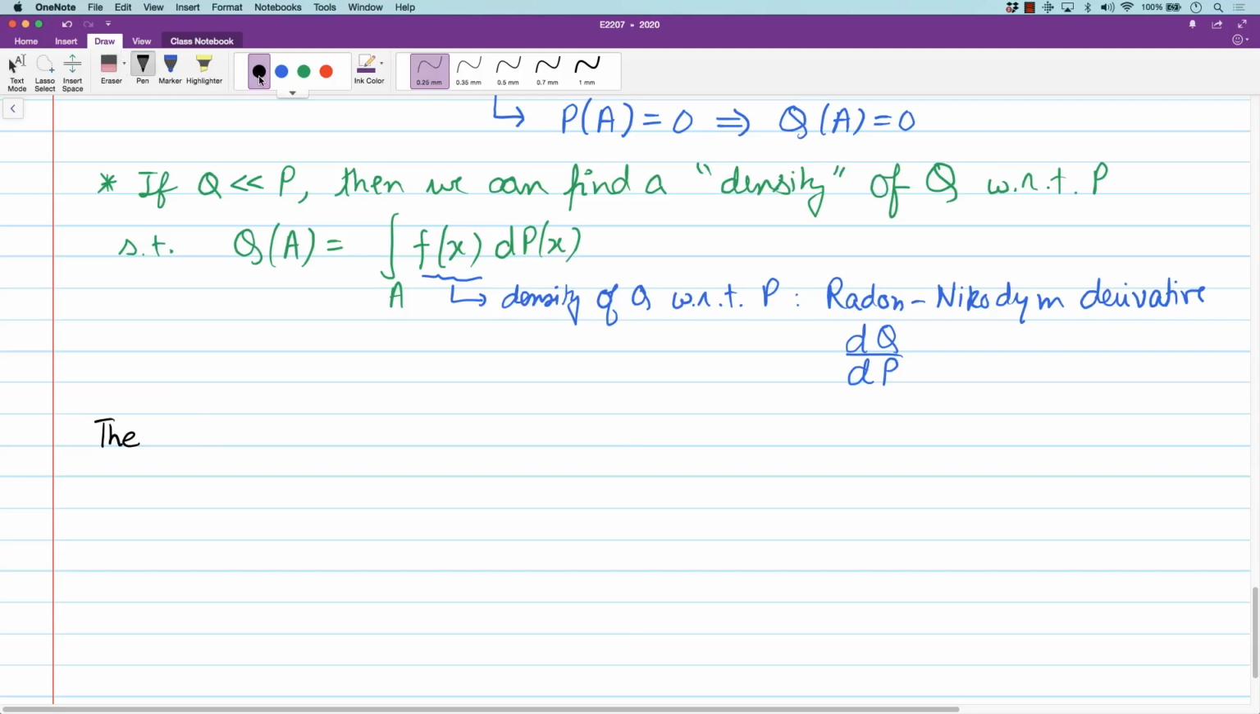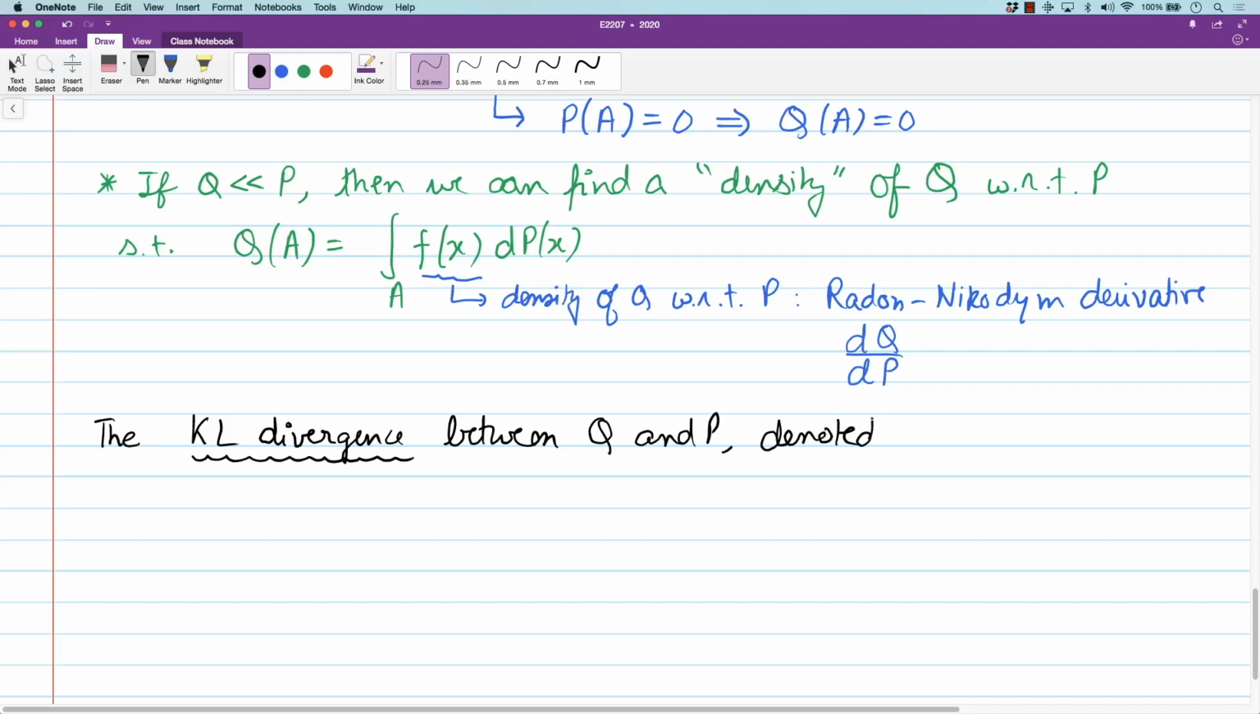The Kullback-Leibler divergence. KL is short for Kullback-Leibler. Between Q and P, denoted d_KL(Q, P). It is asymmetric in Q and P, so we start with Q and this base measure P is kept here. Okay, P is the bigger measure here and Q has a density with respect to P.